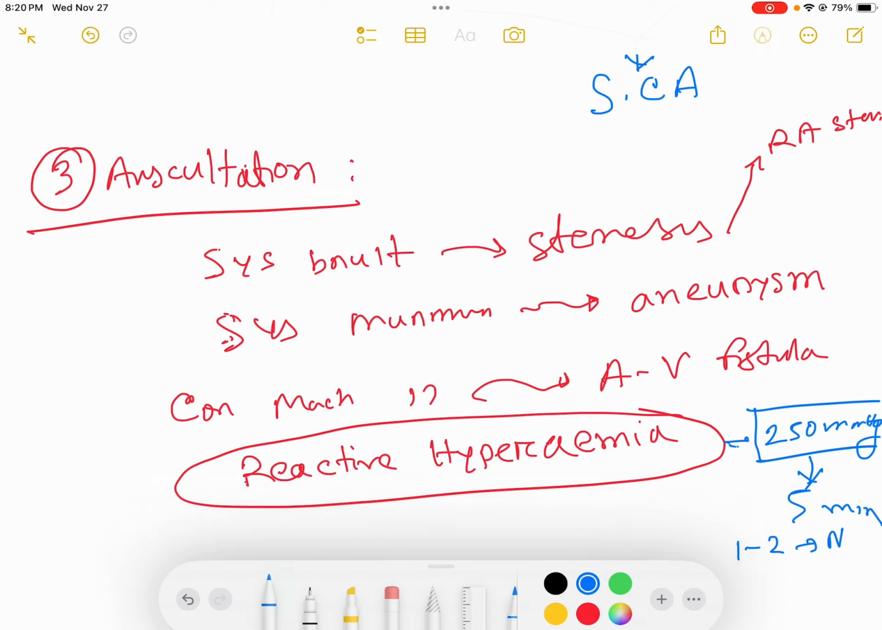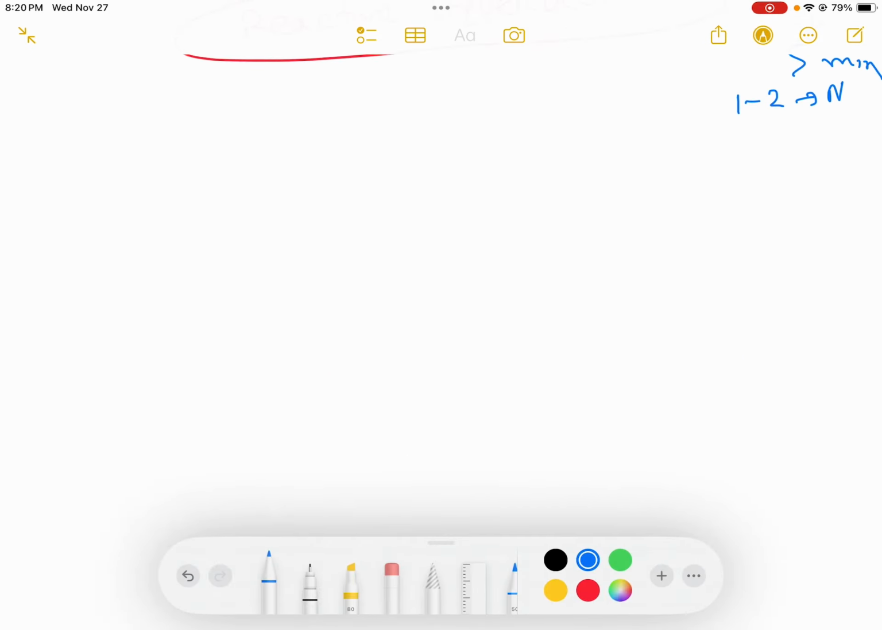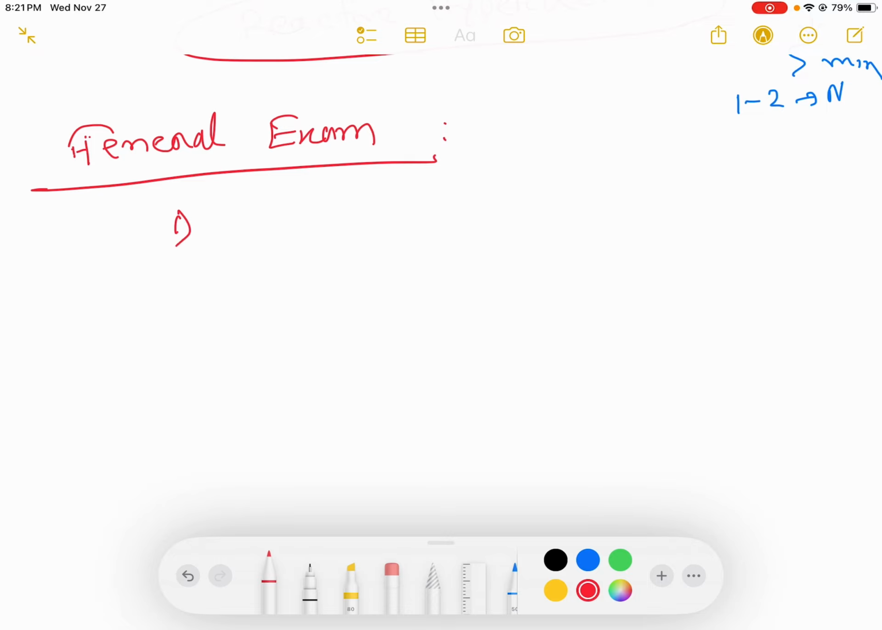The general examination. Atherosclerosis is a generalized disease, and the patient must be examined thoroughly to exclude ischemic heart disease, cerebrovascular disease, hypertension, renal artery stenosis, etc.